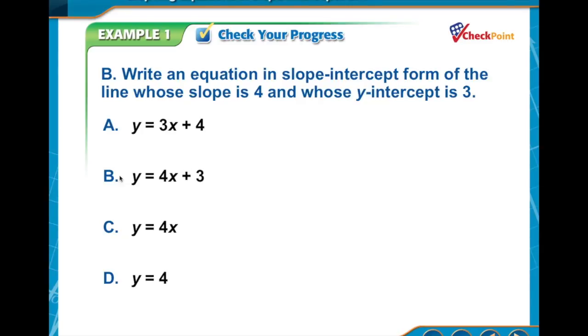Same logic as what we just saw. We want to use those steps to write our equation again. So our slope is 4. Slope, we know, is the letter m. Our y-intercept is 3. That is the letter b.